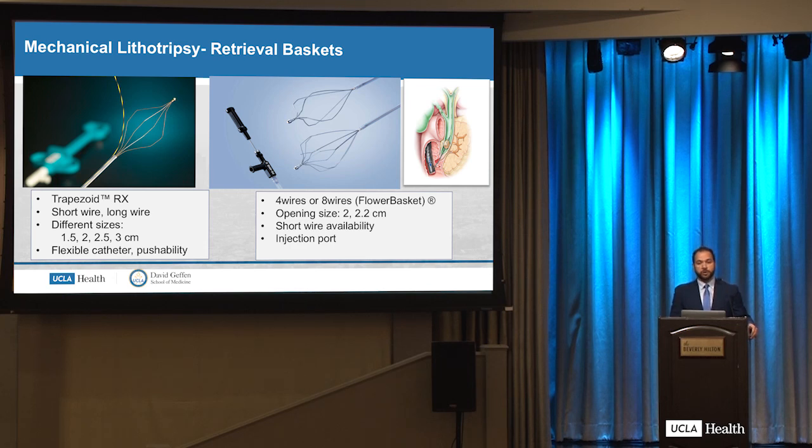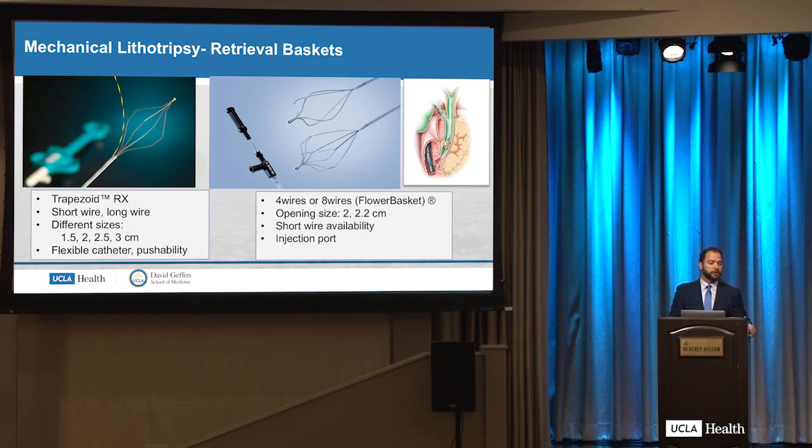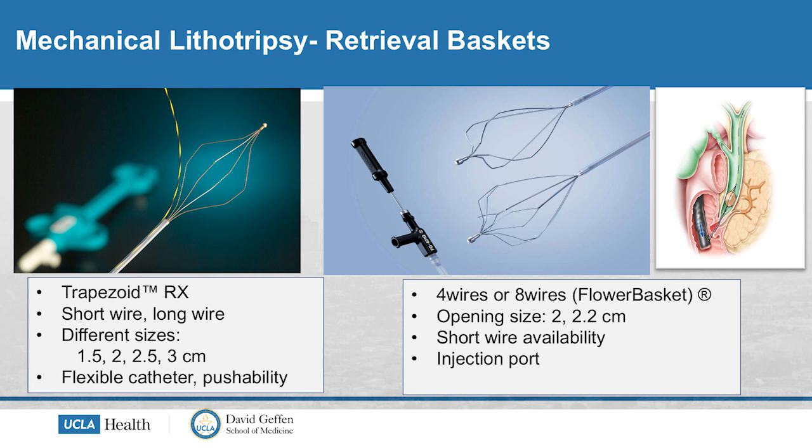So first we will start with mechanical lithotripsy. Baskets are commonly used for stone removal. There are multiple baskets commercially available for clinical use. The one you see on your left hand there is the trapezoid basket by Boston Scientific. Basically it comes in 4 different sizes from 1.5 to 3 centimeters, the opening of the basket. It can be used over short or long wire systems, and it has a nice flexible catheter with good pushability. The basket on your right hand comes as either 4 or 8 wires, called the Flower Basket by Olympus. This one also has 2 sizes and can be used over short wire, and it has an injection port that helps you to inject contrast during the procedure.